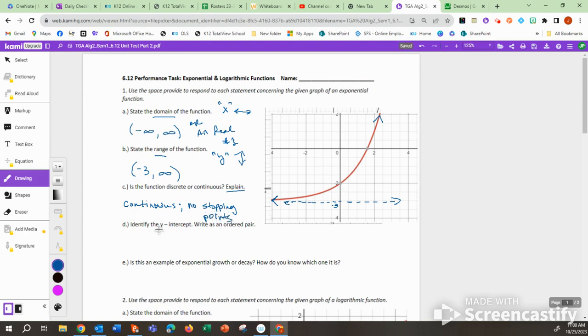D says identify the y-intercept. So we're going to find where it crosses the y-axis, and it does say use an ordered pair. So that would be at 0, -2.